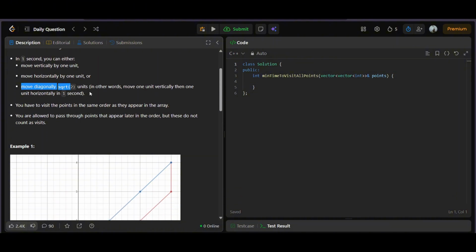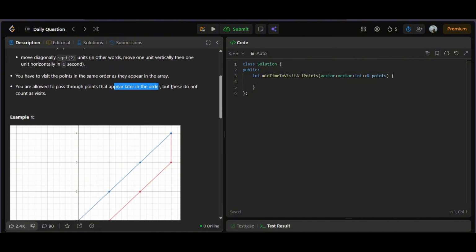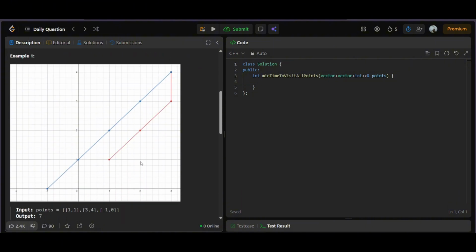So square root 2 is basically one down, one right. So basically 1 squared plus 1 squared is the square root of 2, right? It's also written here: move one unit vertically, then one horizontally in 1 second. You have to visit the points in the same order as they are appearing in the array. You're allowed to pass through points that appear later in the order, but these don't count as visits.